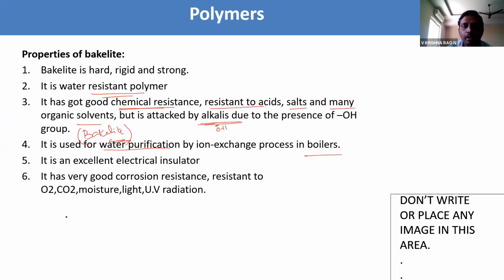It is an excellent electrical insulator, which does not allow the electric current to pass through it. It also has very good corrosion resistance, which means it does not undergo any corrosion. It is resistant to oxygen, carbon dioxide, moisture, light, and UV radiation.